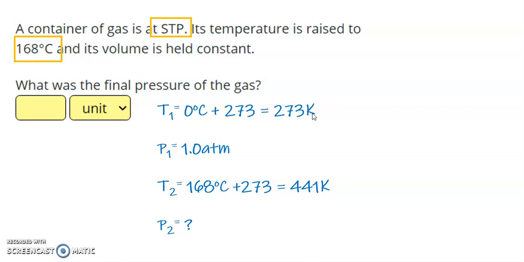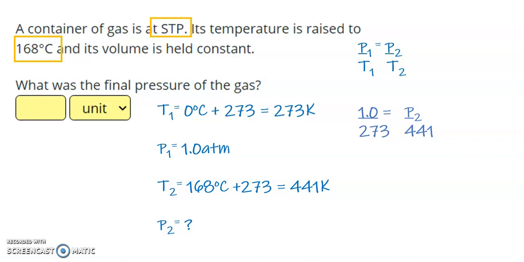My units are good to go because I have Kelvin and atmosphere, so now I can pick an equation. Pressure and temperature are changing, so I'll use Gay Lussac's law. P1 over T1 equals P2 over T2. I'm going to plug in these values. All right, so 1 divided by 273 equals P2 over 441.